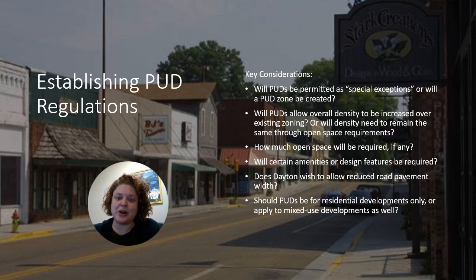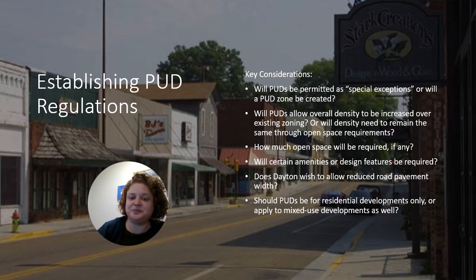The next two questions are regarding the requirements of a PUD. Will the developer be required to preserve open space or provide community amenities? The next consideration is for road width. There are some communities that allow for narrower roads within a PUD. I tend to think that if neighborhood streets can be narrower than what the subdivision regulations require, then this standard should be extended to all developments. However, some communities see this as an incentive that allows them to require additional design features such as sidewalks and curb and gutter.